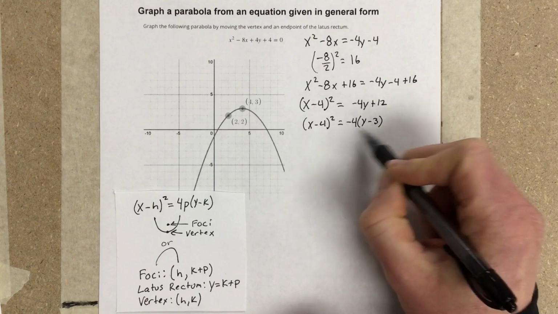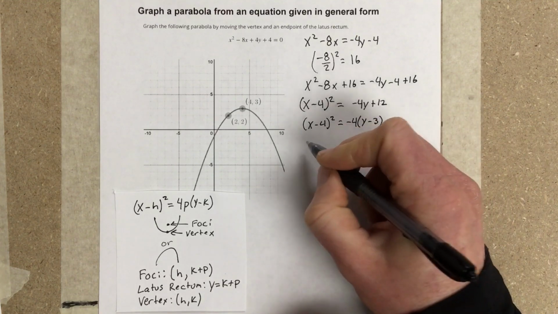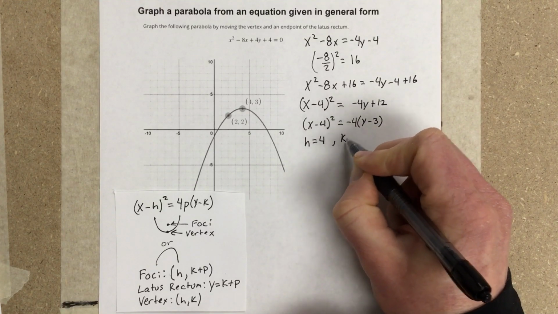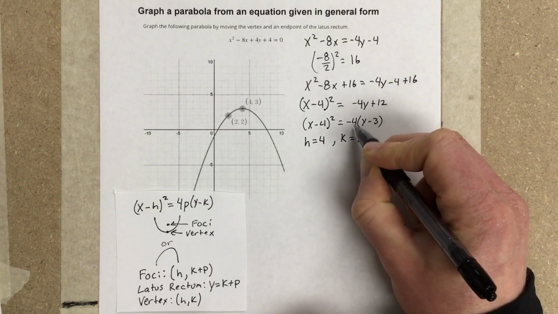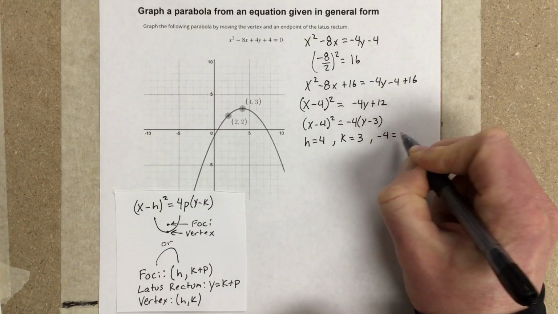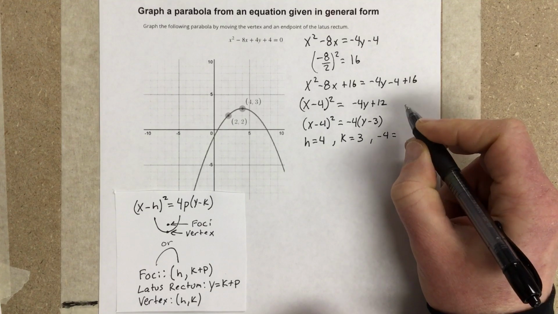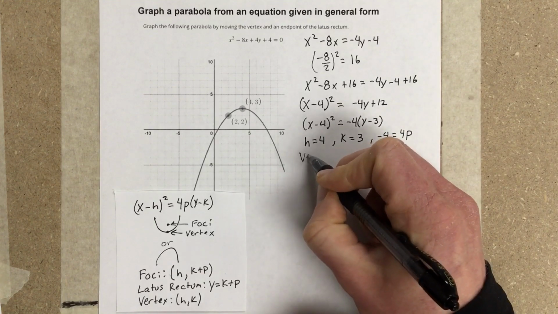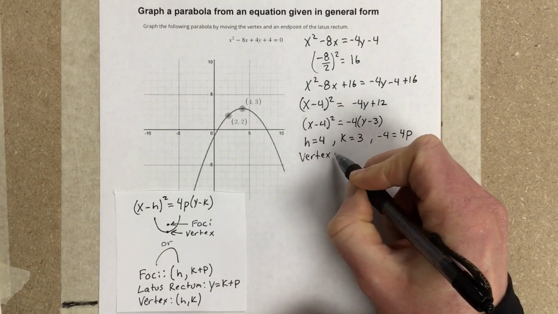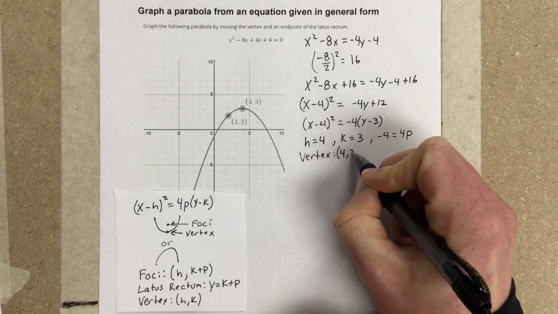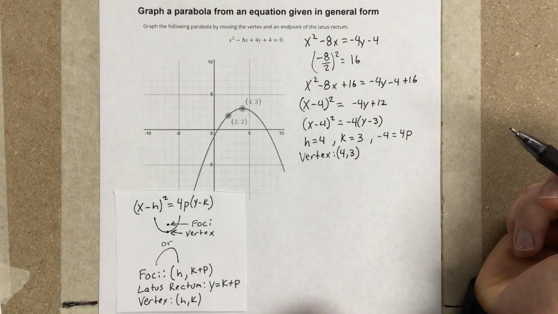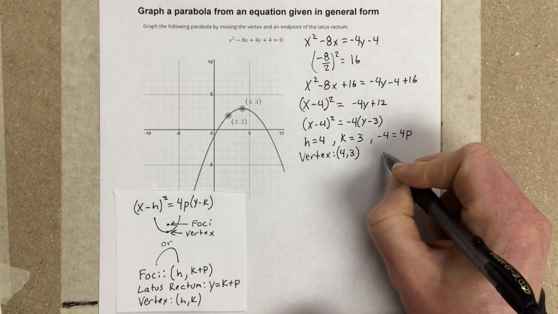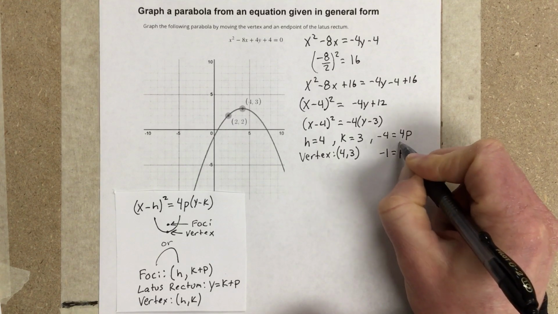So I have this now in standard form, and I can say that my h value is going to be this positive 4, my k value is going to equal this positive 3, and negative 4 would equal 4p. So this tells me the vertex is (4, 3), because the vertex is (h, k). And my p-value, if I divide by 4 on each side, would be negative 1, so p equals negative 1.